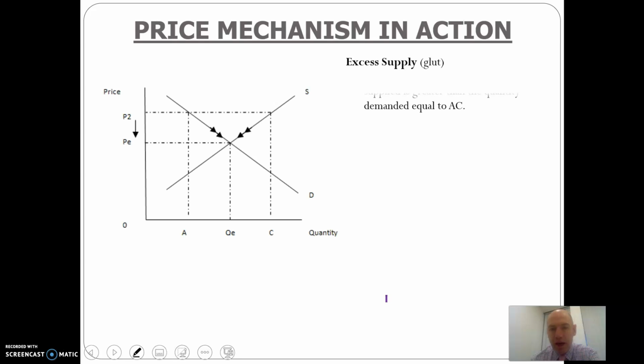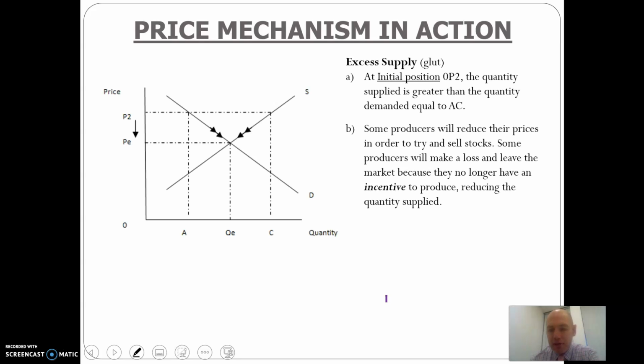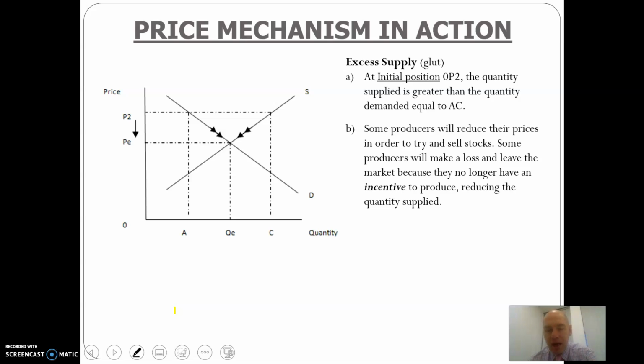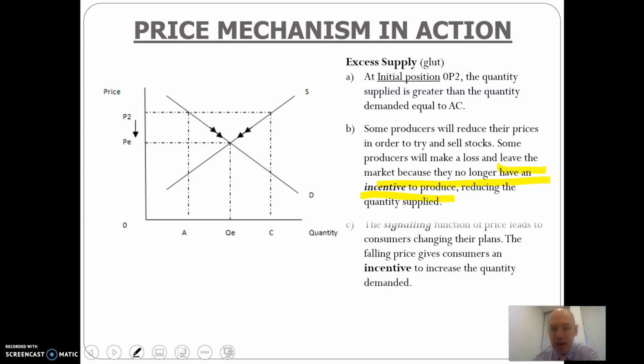Now we want to see what happens with excess supply. So initially at OP2, the quantity supplied is greater than the quantity demanded, equal to the amount AC. What happens when there's excess supply? Some firms will try and reduce their stocks. To do that, they have to reduce their prices. And other firms will leave, no longer got an incentive to produce. And that reduces quantity supplied as well.